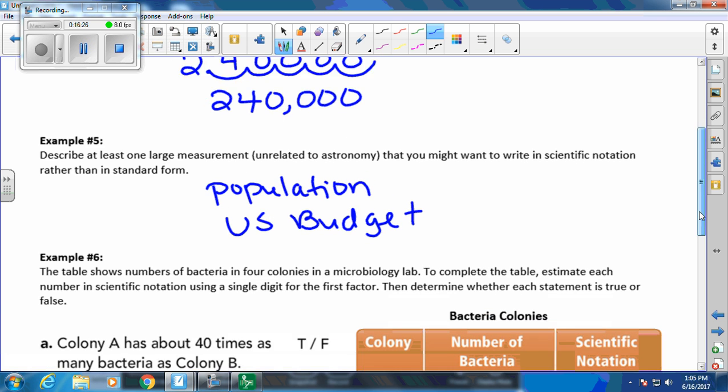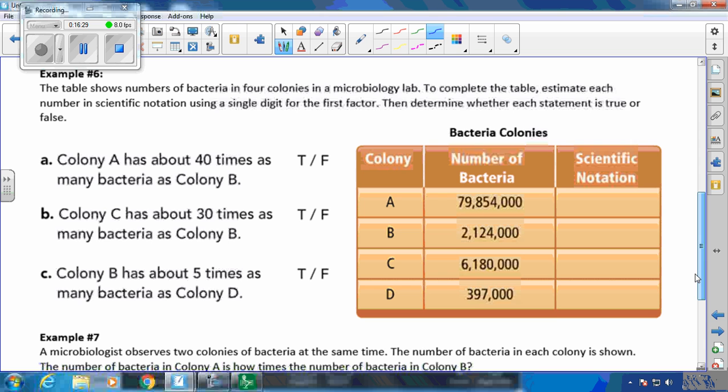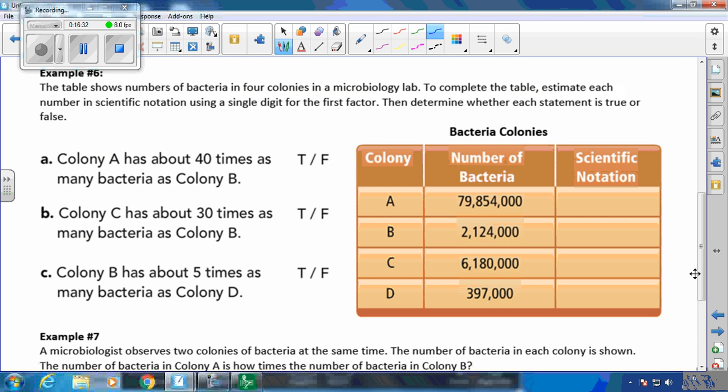So question number 6 says that the table shows numbers of bacteria in 4 colonies in a microbiology lab. To complete the table, estimate each number in scientific notation using a single digit for the first factor. Then determine whether each statement is true or false. So what they first need to do is rewrite these 4 numbers in scientific notation. So why don't you go ahead and do that. Make sure, though, that you estimate. So this first one would be actually 8, and then all of these other zeros after it. So just be careful of that.